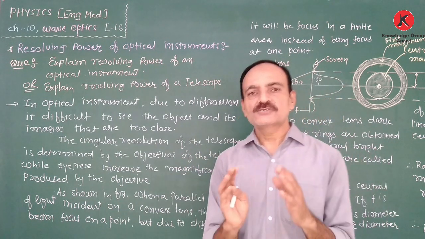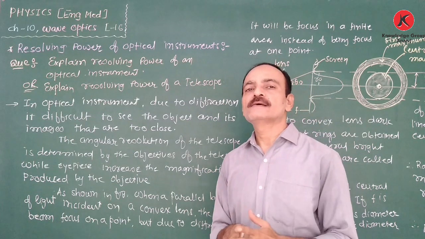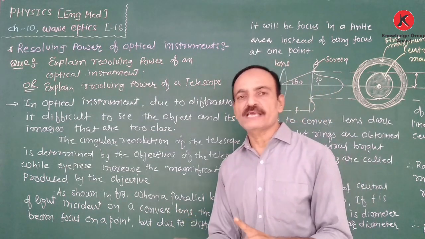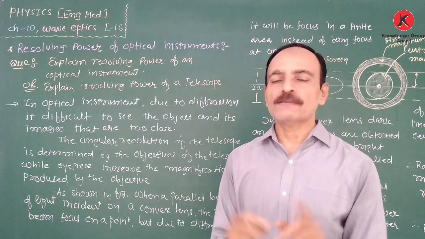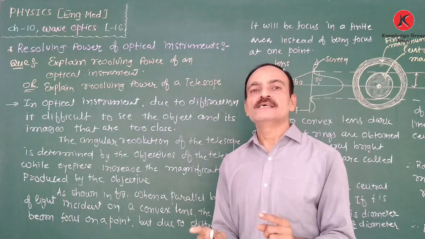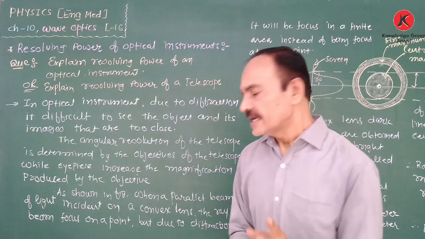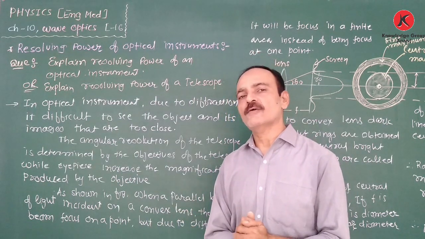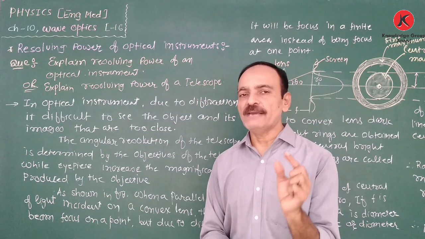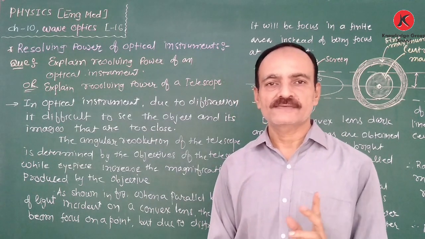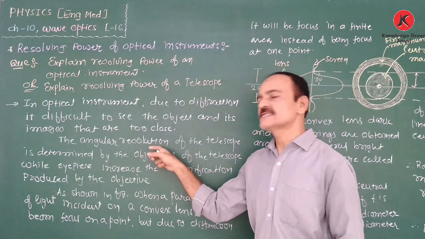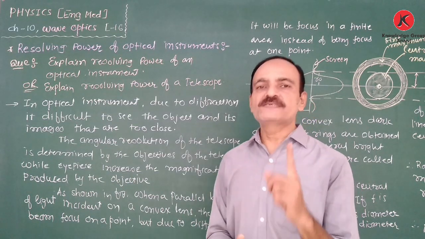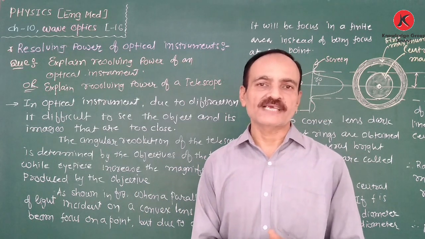That means the resolving power of a telescope depends on the objective, while the eyepiece only increases the magnification of the image obtained by the objective. What is the function of the eyepiece? The eyepiece does not resolve the image, but only increases the magnification of the image produced by the objective. That means the eyepiece in a telescope acts as a magnifier, while the objective is used to increase the resolution of the images. The objective separates the images of the two close objects.